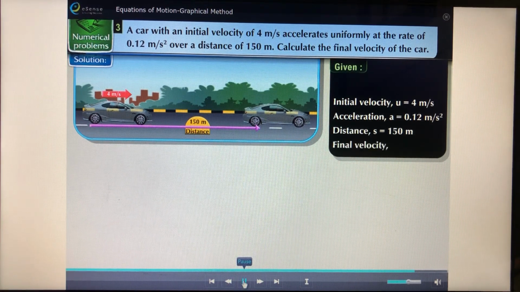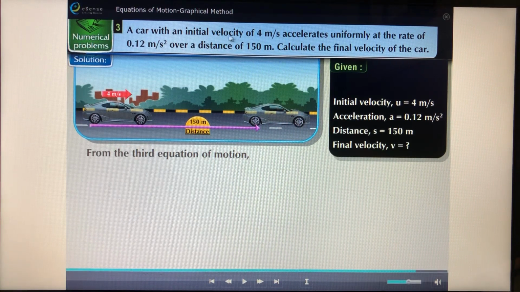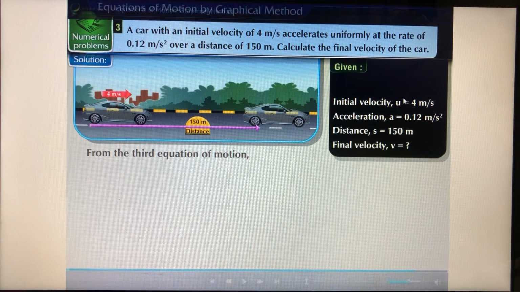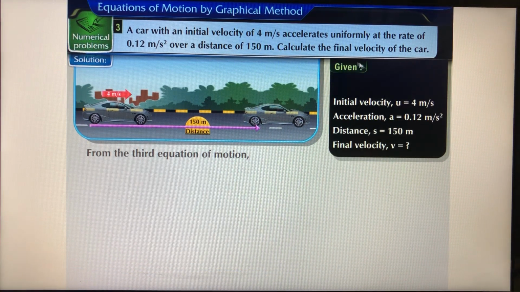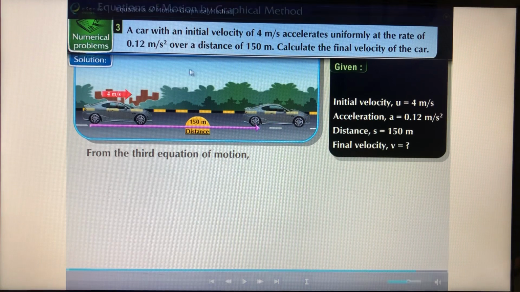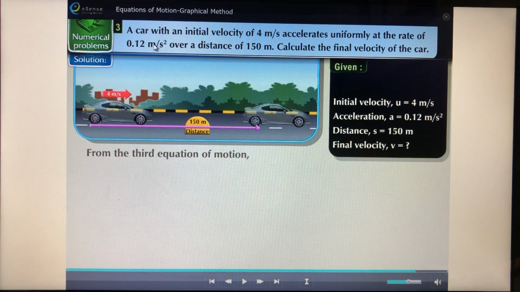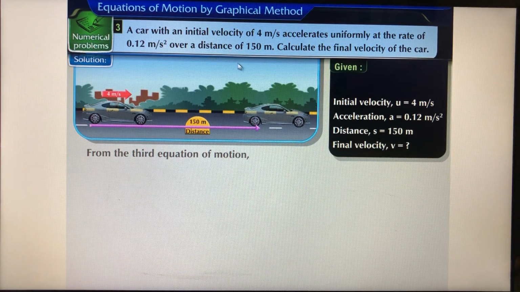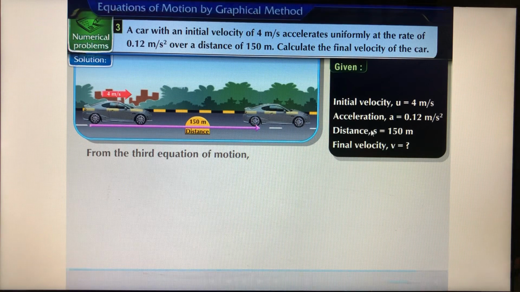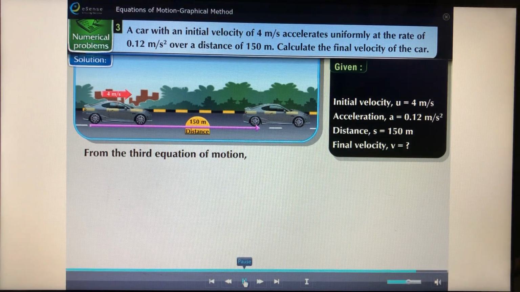To find the final velocity, that is v, see here, whatever is given as initial velocity is known as u. u is equal to 4 meter per second. Accelerates uniformly at the rate of, unit is given meter per second square, that is acceleration. a is equal to 0.12 meter per second square. Distance is given 150 meter. So s is equal to 150 meter. Find out final velocity. v is equal to question mark. Very simple. From the third equation of motion, we have v squared is equal to u squared plus 2as.